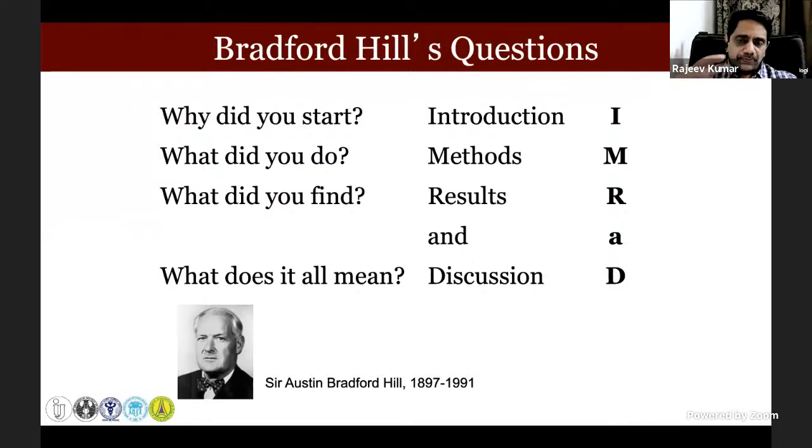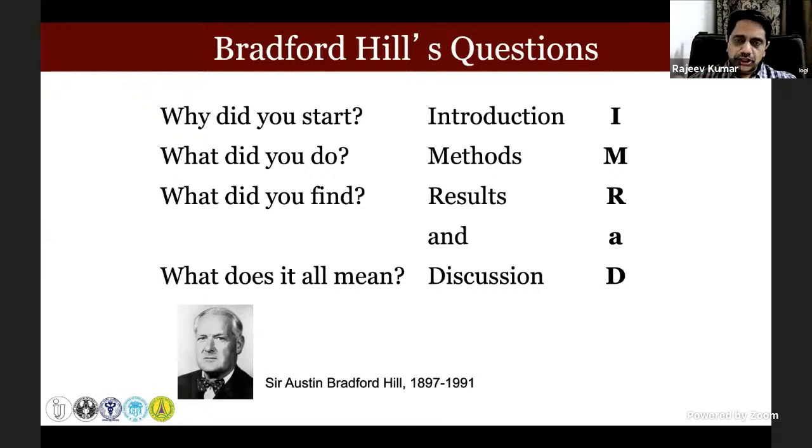The structure of a paper, and this is all papers, whether it's a letter to the editor, case report, review article, or original article, all follow the same structure. It's called IMRAD. I stands for introduction, M for methods, R for results, and D for discussion. And each one of these segments answers a distinct question.